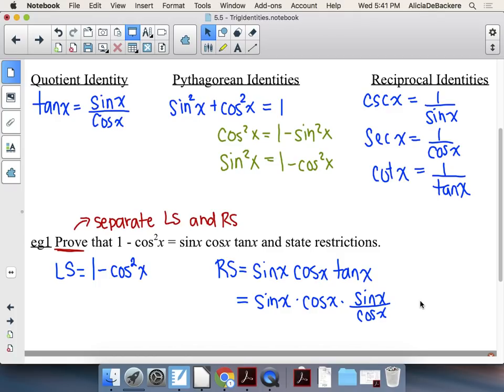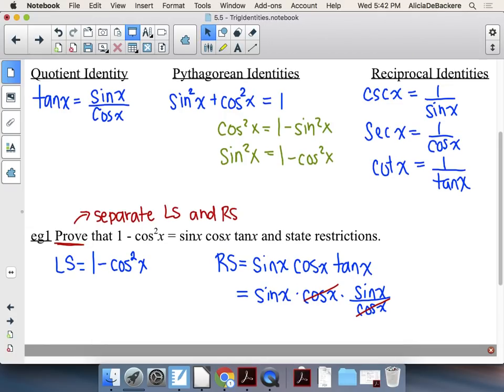What I see is it's all multiplication on the top, sine times cos times sine again, and then on the bottom it's just a cos. So hopefully you remember back to your chapter on rational expressions or rational functions, that if it's all multiplication, that means it's factored, and I can cancel common factors on the top and the bottom. So I have a cos x on the top and a cos x on the bottom, and I can cancel those out. So that leaves me now with sine x times sine x.